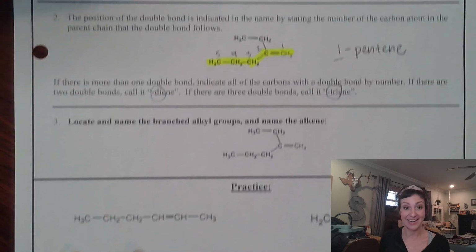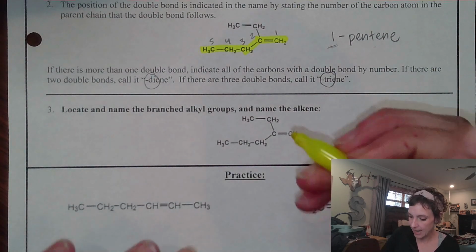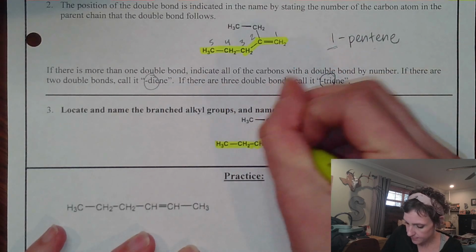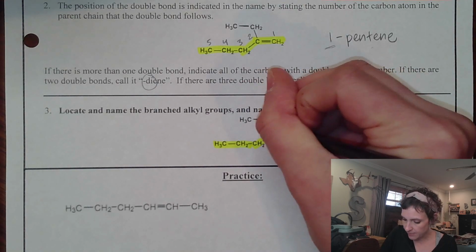Okay, so yes, we're looking good here. Step number 3, it says, now we can focus on my branches. I was ignoring my branches, but I do have them, right? So I'm going to locate and name the branched alkyl groups, and then I will have the name for my alkene. So I'm going to re-highlight my parent chain. I'm going to renumber my carbon atoms.